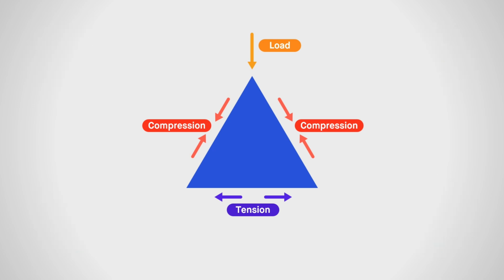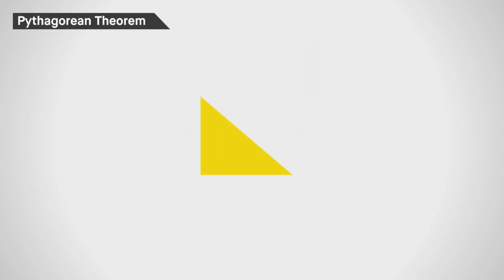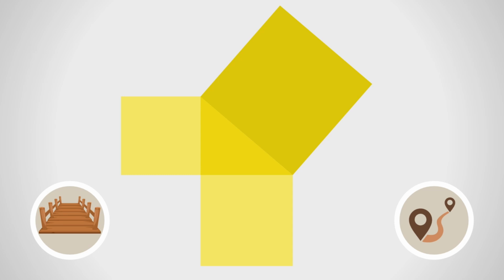Now let's dive deeper into the mathematical wonders of triangles. One of the most famous theorems associated with triangles is the Pythagorean theorem. The Pythagorean theorem states that in a right-angled triangle, the square of the hypotenuse, the side opposite the right angle, is equal to the sum of the squares of the other two sides. It's a fundamental concept that has wide-ranging applications, from calculating distances to designing bridges.